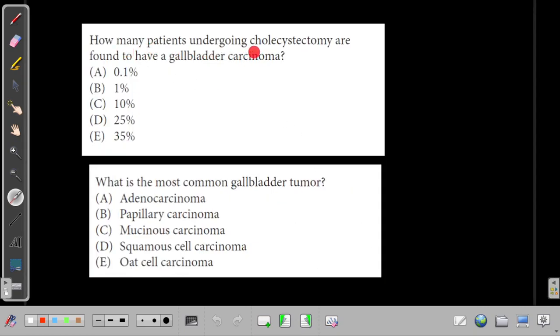How many patients undergoing cholecystectomy are found to have gallbladder carcinoma? Go for 1%. 1% of your patients undergoing cholecystectomy will be found to have gallbladder carcinoma after postoperative histopathological examination. What is the most common gallbladder tumor? Adenocarcinoma, papillary carcinoma, mucinous, squamous cell, oat cell. Go for A, adenocarcinoma.